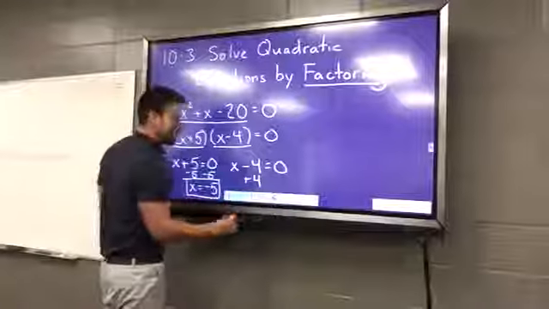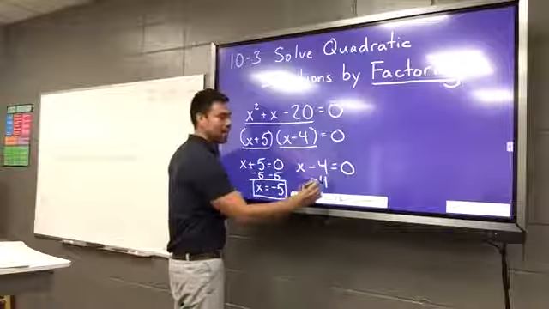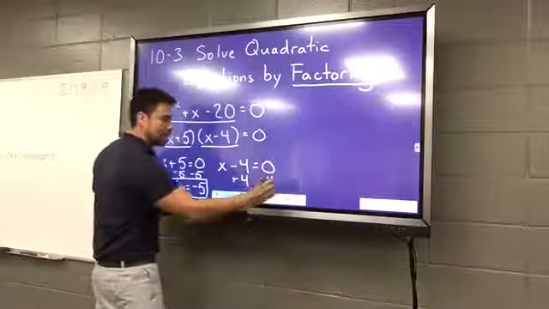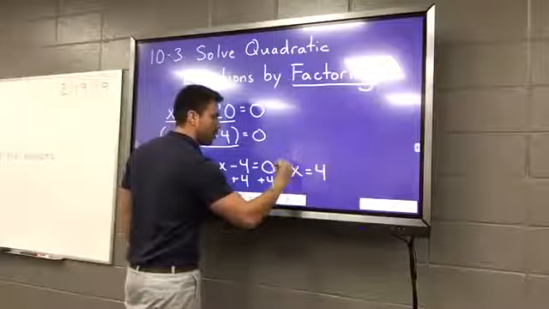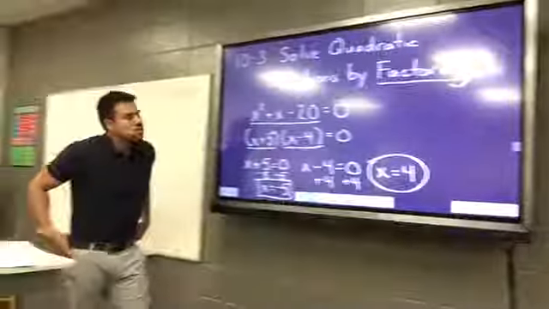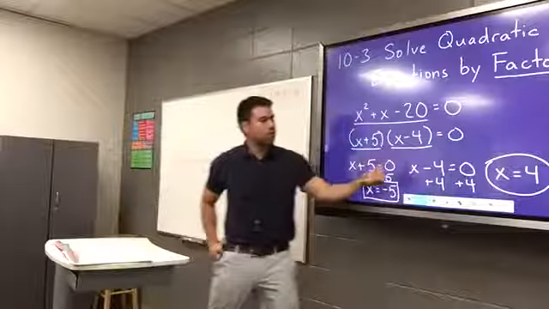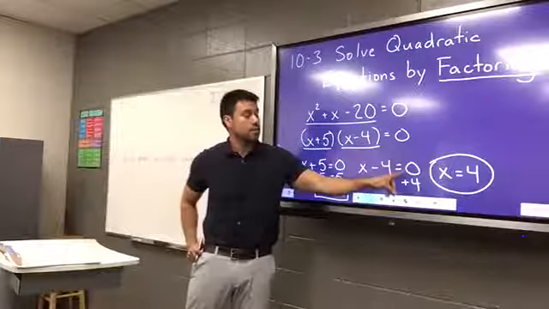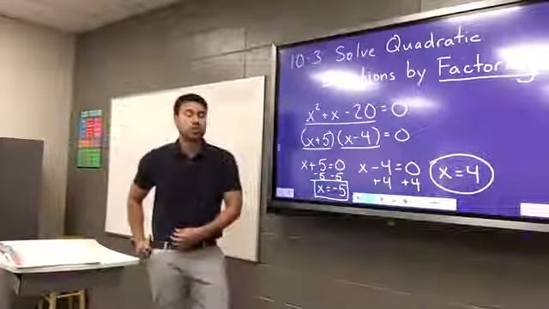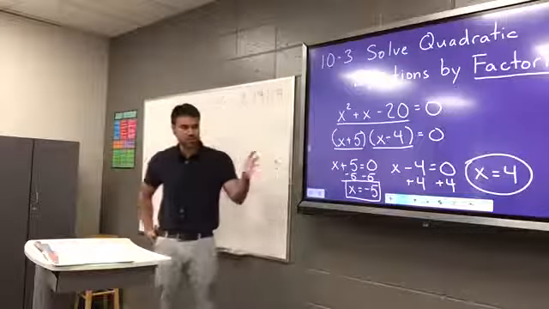Okay. How do I solve for x over here? I add 4 to both sides. What does that give me? x equals 4. Oh, well, hold on. What's 4 minus 4? 0. Okay. Now let me show you what the point of this is, because you're like, where did this all come from?